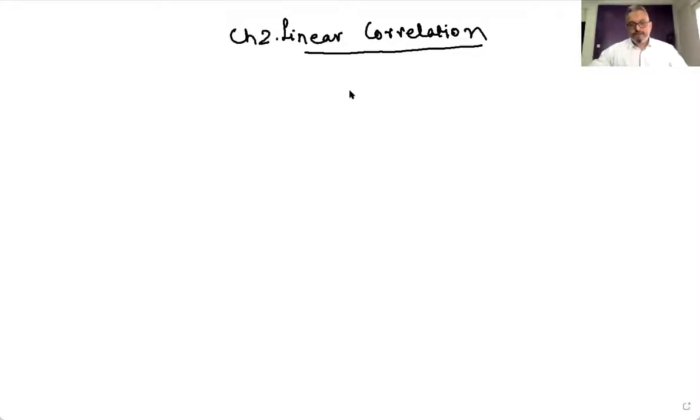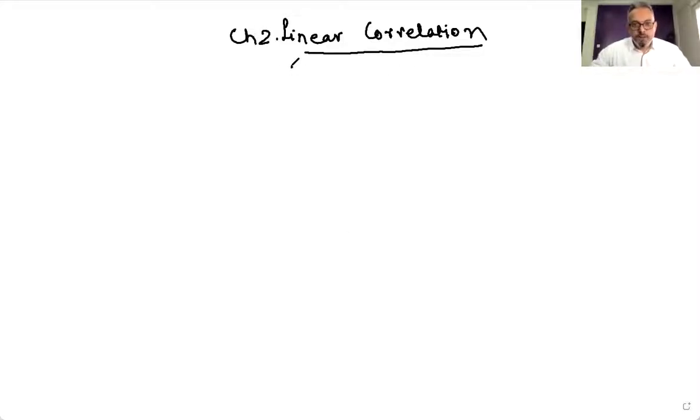Now, we are going to start with this chapter, linear correlation. This is chapter number 2 of statistics.